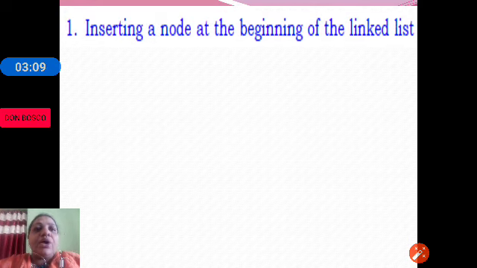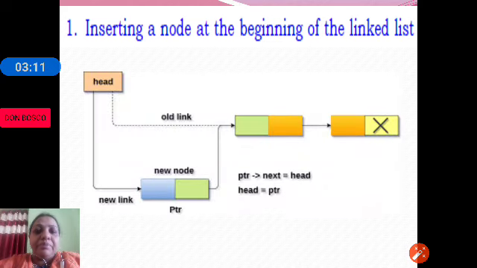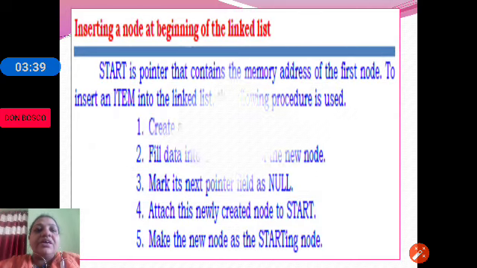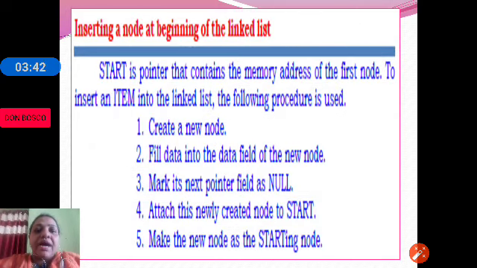Let's see how a node can be inserted at the beginning. As you can see, head or start always points to the first node in the list. Now we are creating a new node, then we make the new node's pointer point to the first node, and we make the head point to the new node. Let us check the algorithm for adding a node at the beginning of the list.